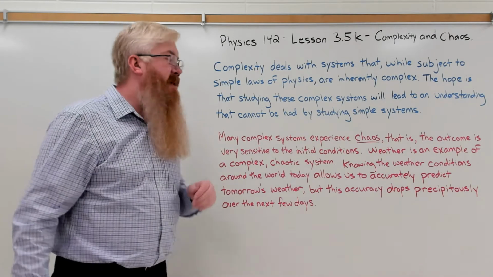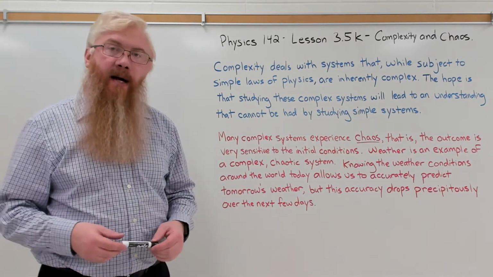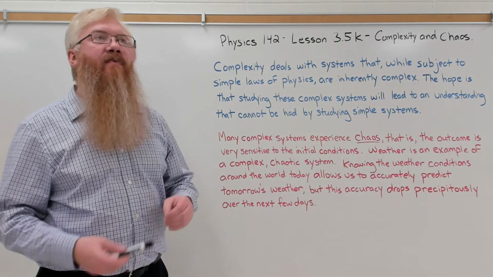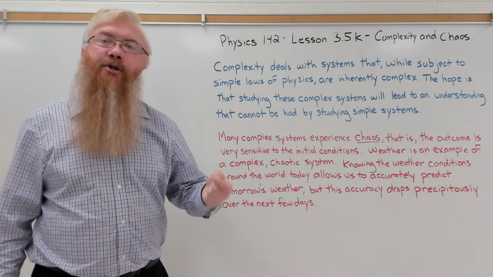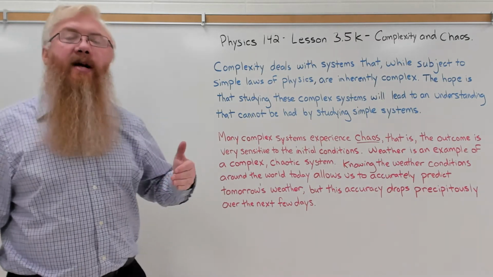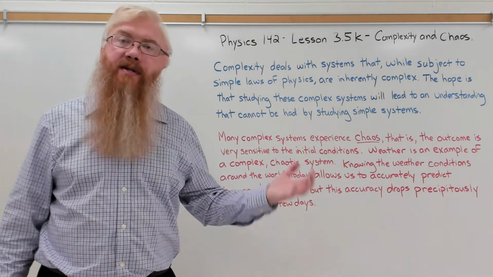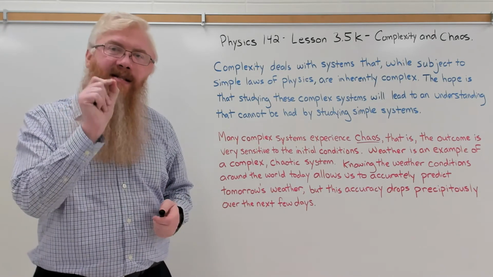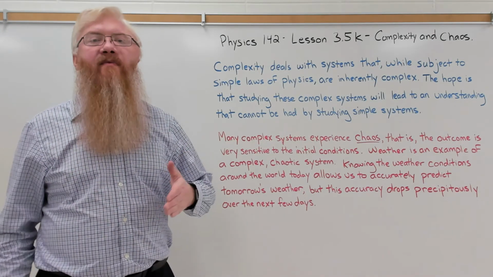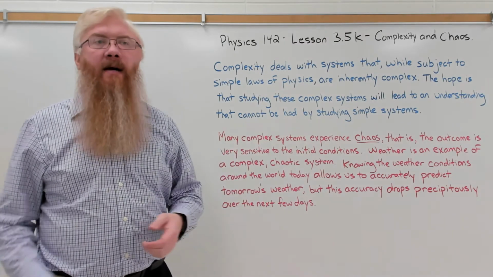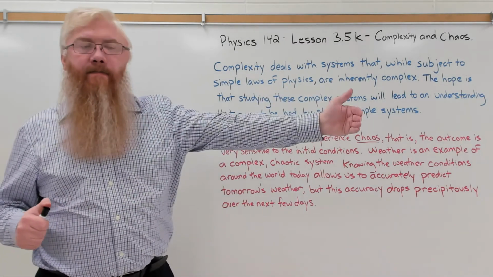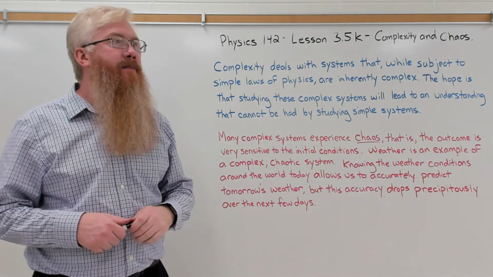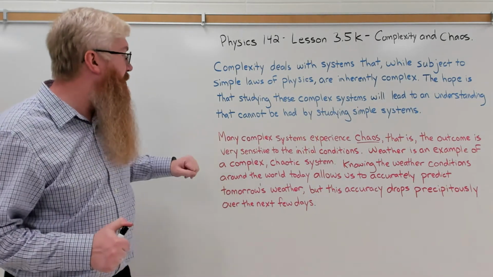However, many complex systems experience what's called chaos. Chaos theory is that with very similar initial conditions, experiments or situations can have dramatically different results. So even though your experiment might have very similar starting points, you would have very different paths and outcomes in your experiment. So a great example of that is weather.